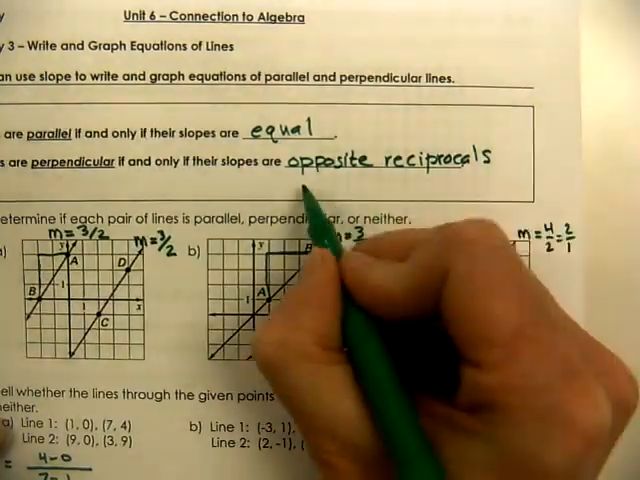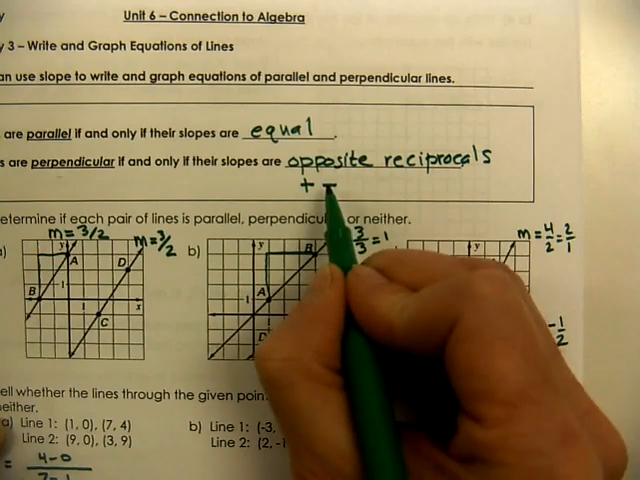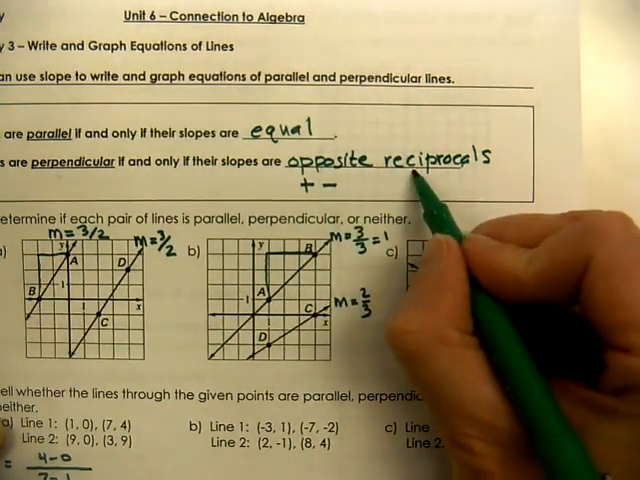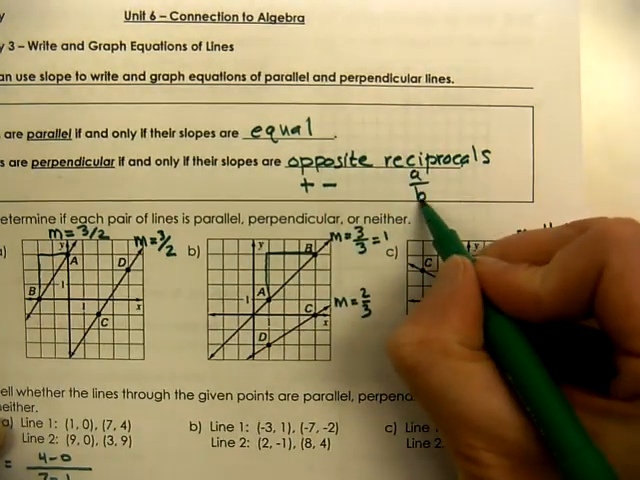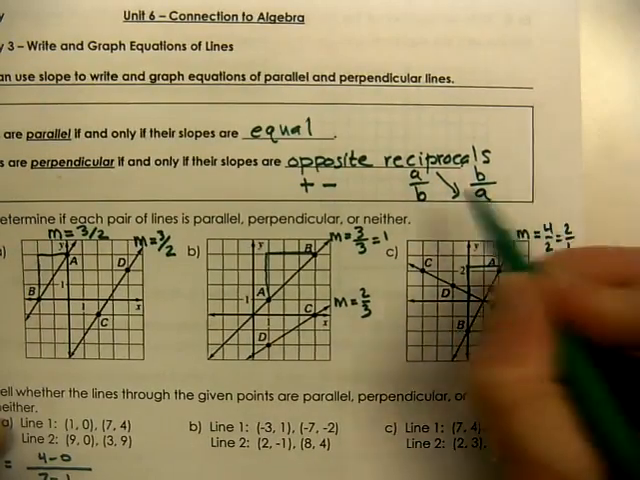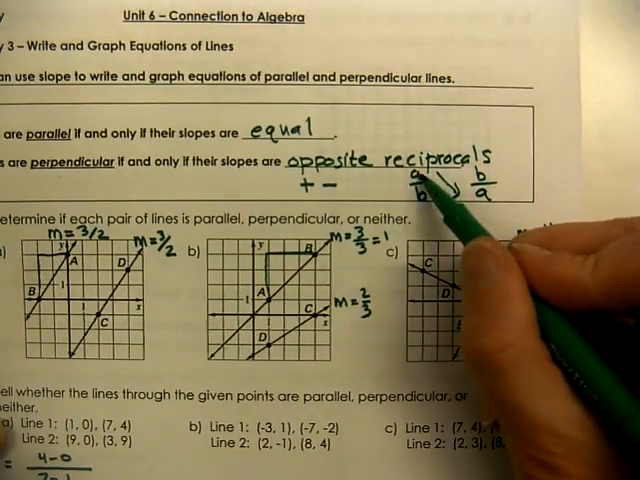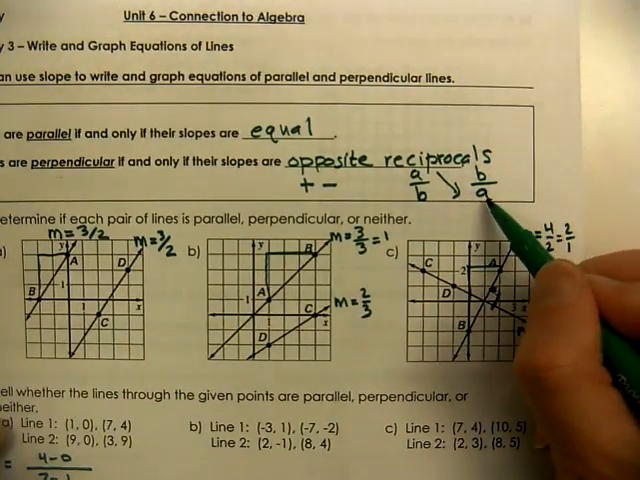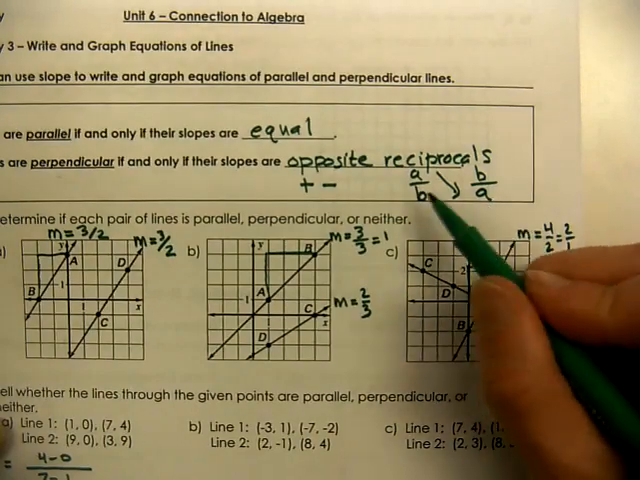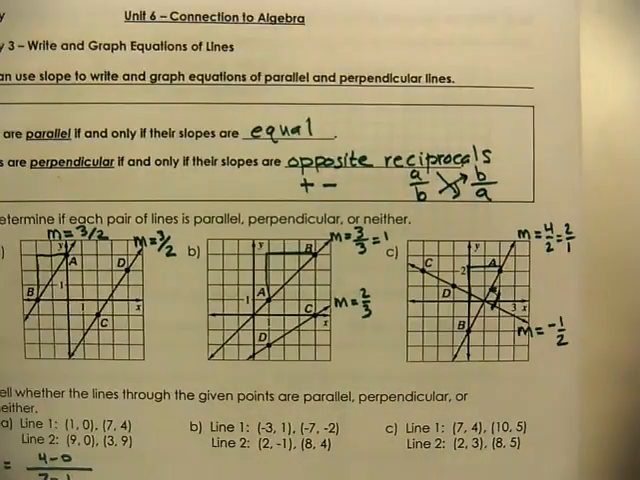Right, so opposite refers to the fact that you have different signs. One is a positive slope, one is a negative slope. And reciprocals refers to the fact that your fractions are going to be flipped upside down when you compare the others. I'm just using A and B as a placeholder. So if A is on top on one fraction, then A will be on the bottom on the other fraction. If B is on the bottom, then it will end up here on the top.